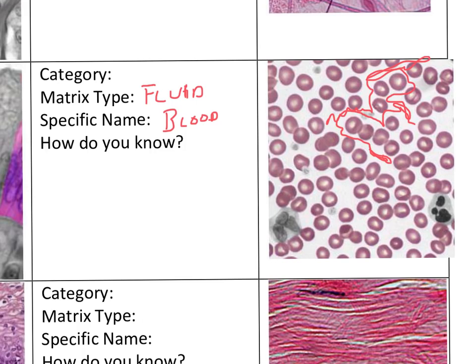One of the ways I can tell that these are blood cells versus something else is the fact that the cells all have this kind of donut-hole-y type thing. That hole doesn't go all the way through, but the cells are what are called biconcave.